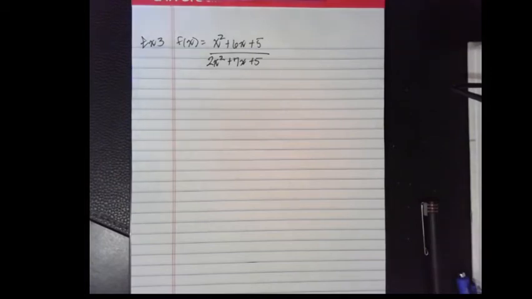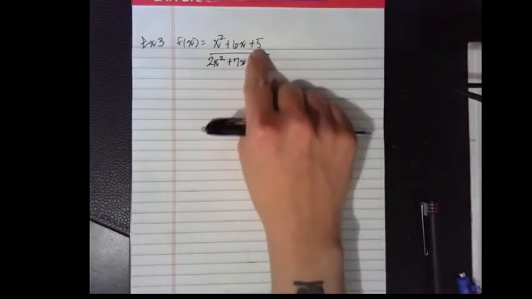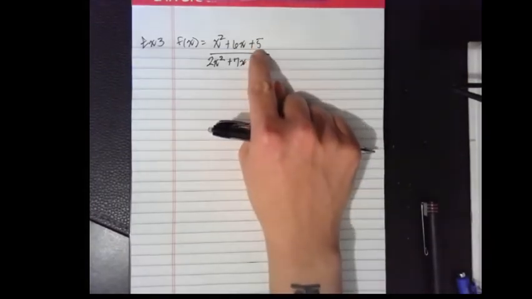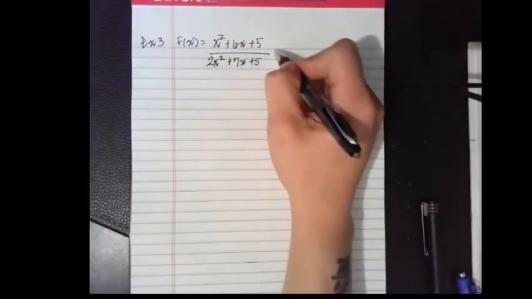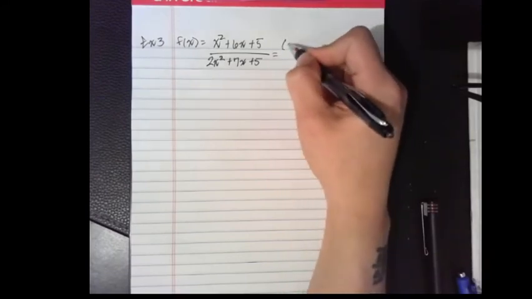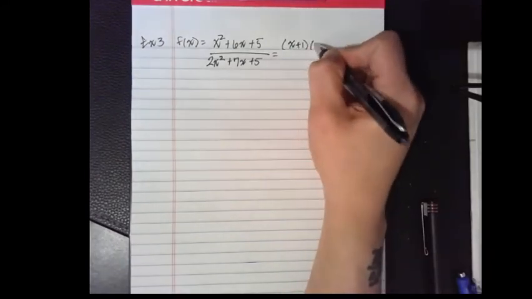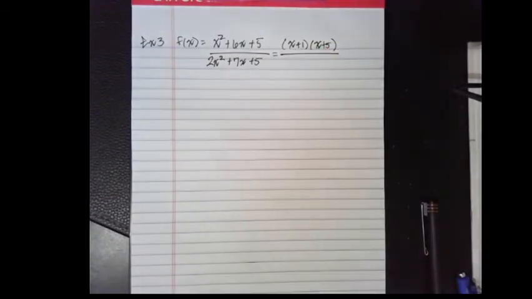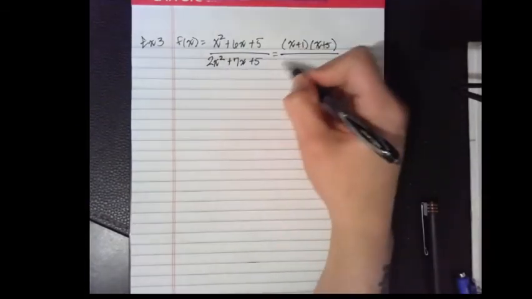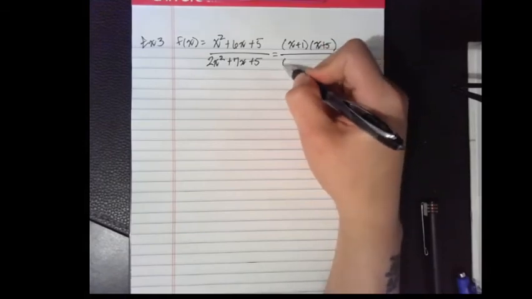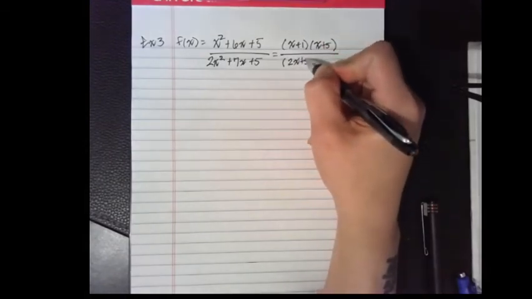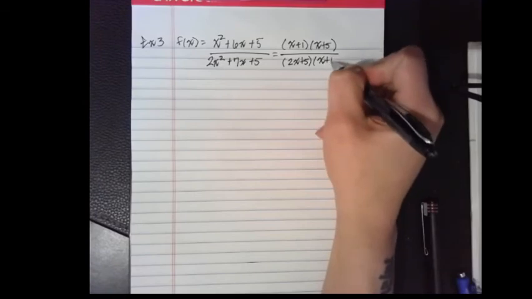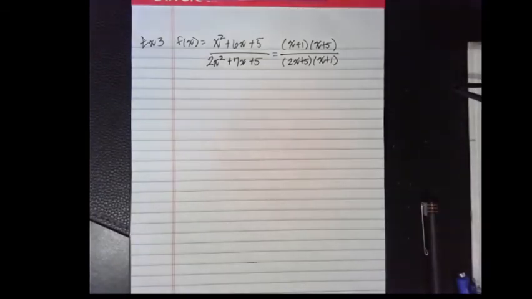So let's just go ahead and start with factoring this. I'm looking for the factors of 5 in the numerator that are going to add up to give me 6. Everything is positive, so I have x plus 1, x plus 5 in the numerator. Then in the denominator, this also factors. So I've got 2x plus 5 times x plus 1 in the denominator.